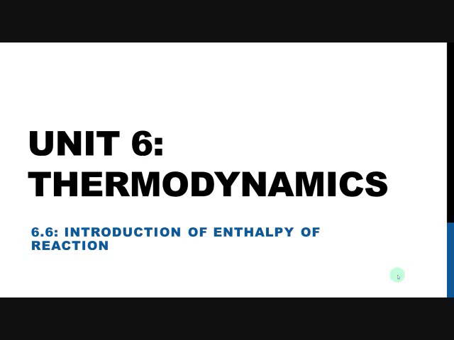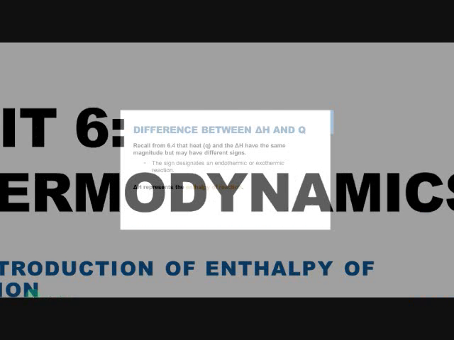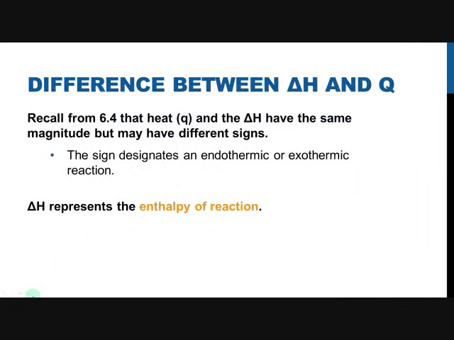In 6.6, we're going to see how enthalpy relates to the heat that we've been using so far, in 6.4 specifically. We kind of talked about this in 6.4 already, but remember that heat and the delta H have the same magnitude but may have different signs. So when we say that it's positive or negative on the delta H, that helps us to designate whether it's endothermic or exothermic. So one phrase that you could use for the symbol delta H would be the enthalpy of a reaction.